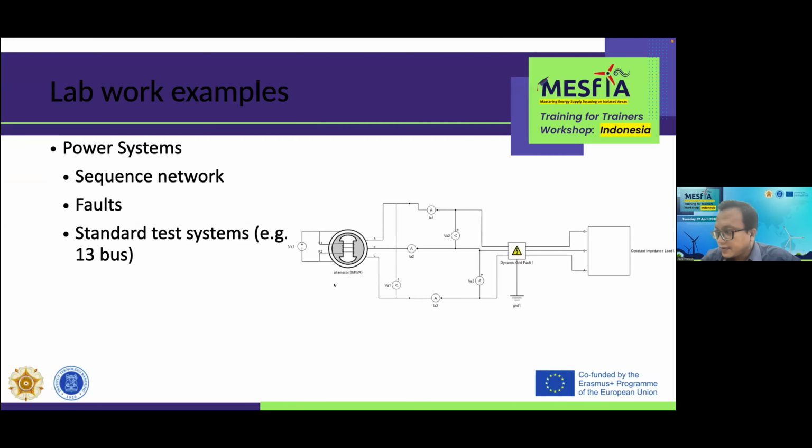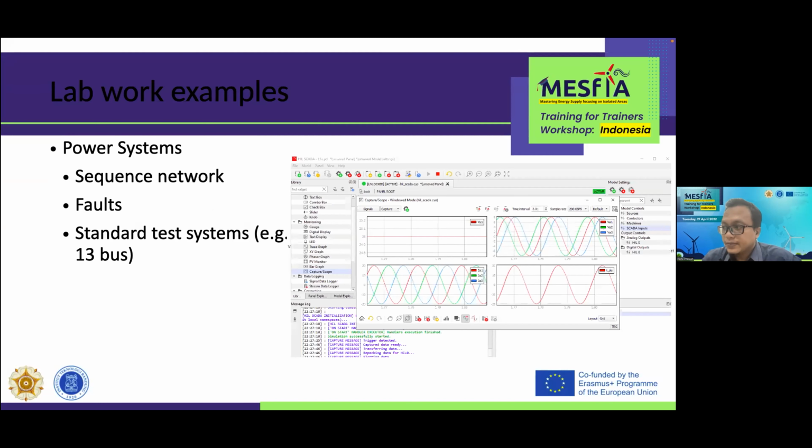This is the example for having the grid fault. We have a dynamic grid fault over here. We just measure the line-to-line voltage and how to convert that into a sequence network and see what happens when we have different kinds of fault. And yeah, this is the result example from the fault.